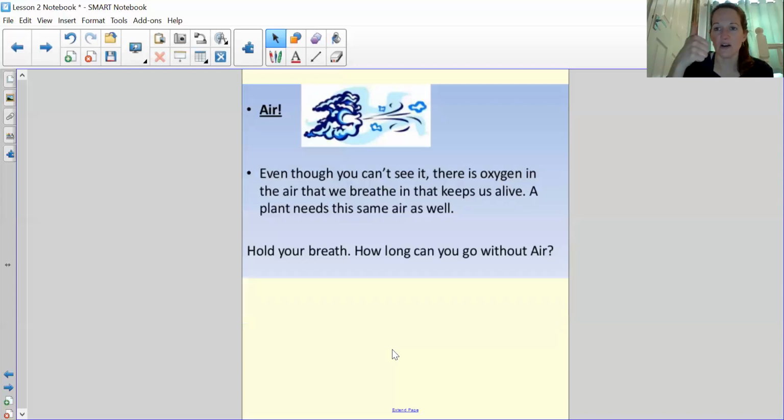So we have water, soil, space, and sun. And our last one is air. Even though you can't see it, there is oxygen in the air that we breathe in that keeps us alive. So a plant needs the same air as well. If we didn't have air, we wouldn't be able to breathe.